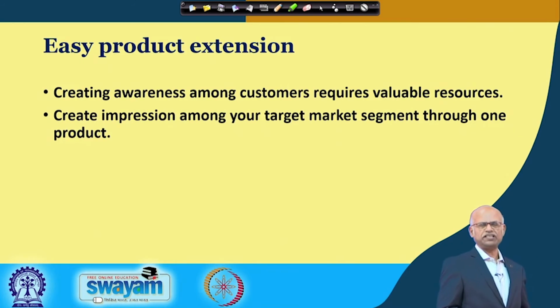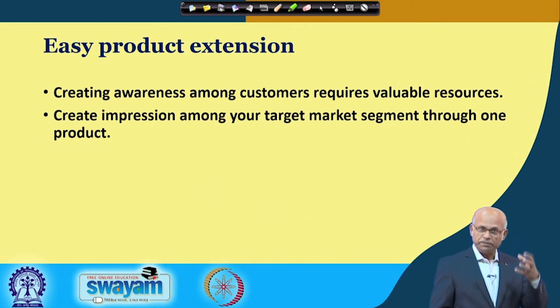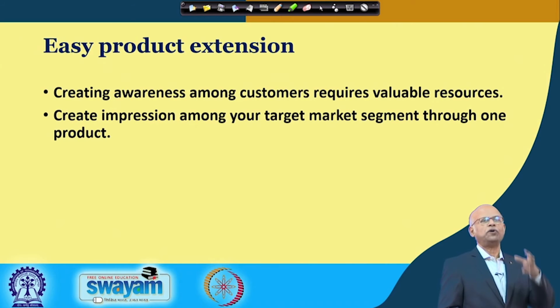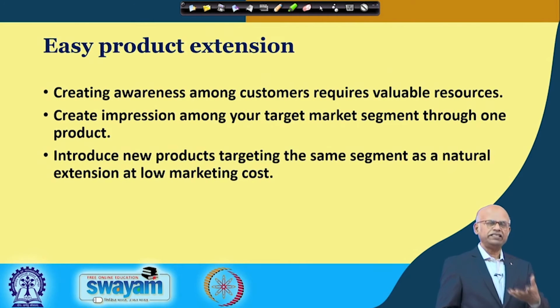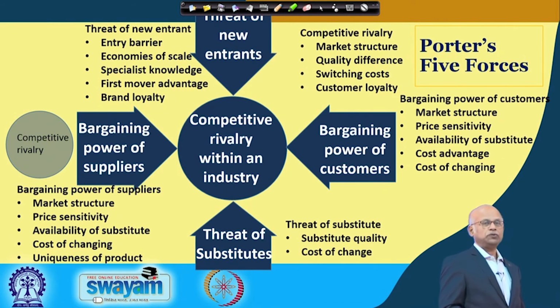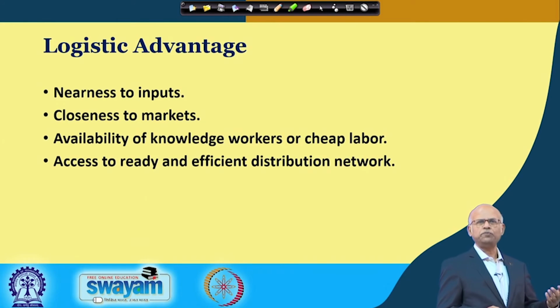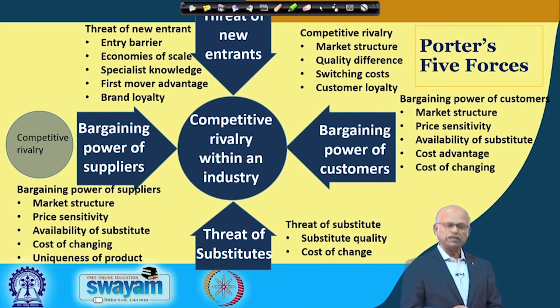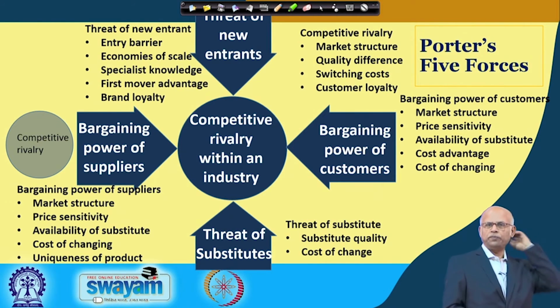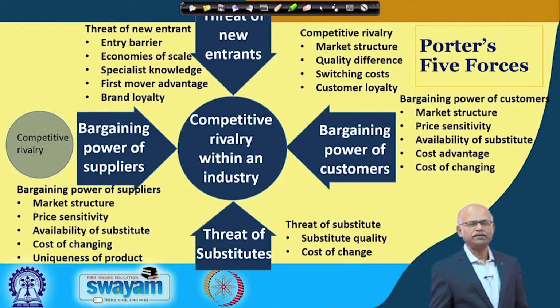Easy product extension, I explained that you build a brand around the product. So, around the brand you keep on launching new products. So, your initial cost will be low, and you can keep on moving forward. Logistic advantage is commonsensical: closeness to the market, closeness to inputs, availability of knowledge workers, cheap labor, etc. Like software companies, they start in Bangalore because more people are interested to go to Bangalore and settle.